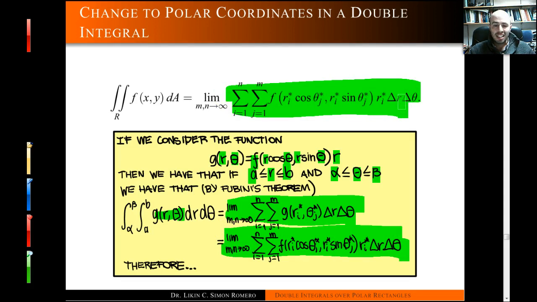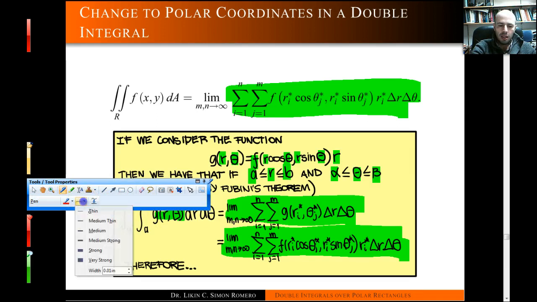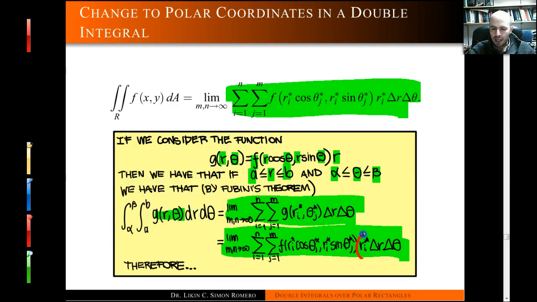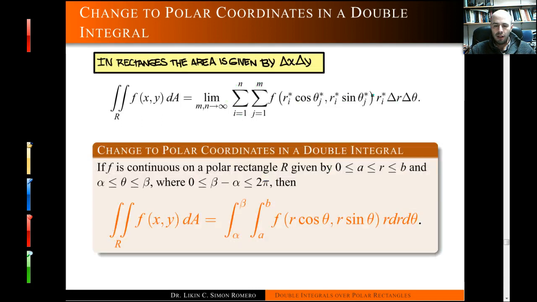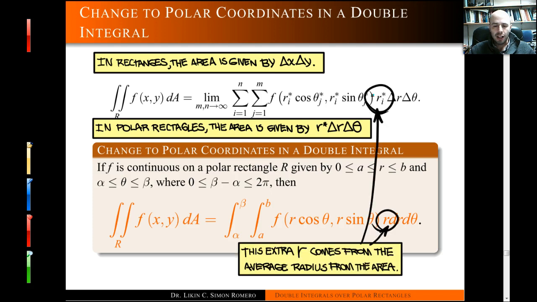So what we're saying at the end is that we can take the iterated integral with respect to this function g. Notice that the only difference between what we have right now and what we had before is this extra r right here, and we will see that it also appears here, and you will see how that extra r plays a role. In rectangles, the area is given by delta x and delta y. In polar rectangles, the area is given by delta r, delta theta, and you add the extra average radius. This average radius is the one that is going to reflect in the formula.